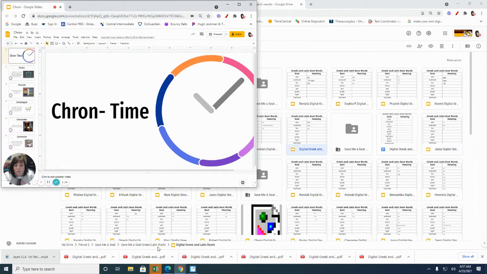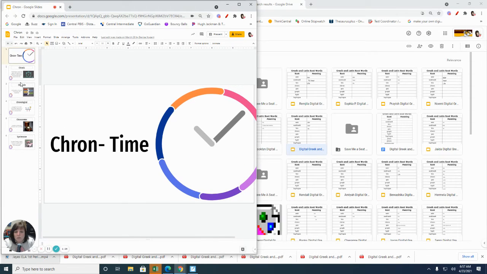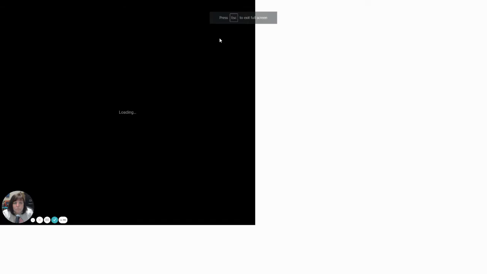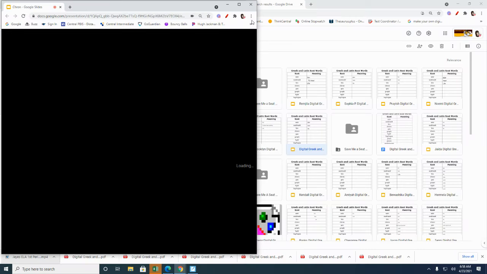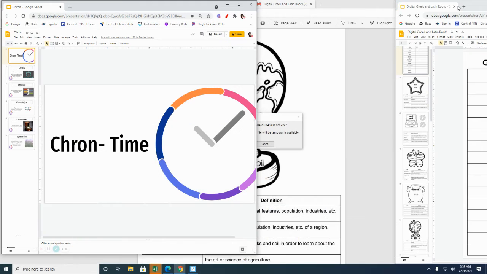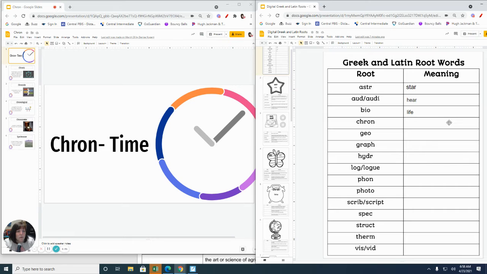Okay, so we have Chron right here. And we have this right here. Okay, so we find out that Chron means time. So go ahead and type time in here. Now, we have already learned about chronological order when we were doing order and sequencing.